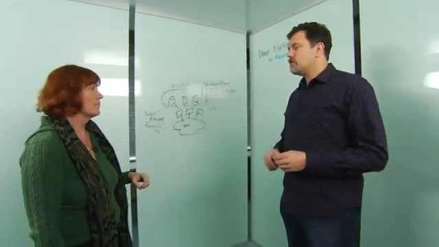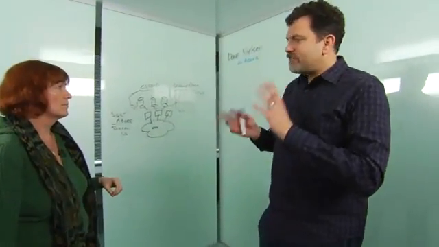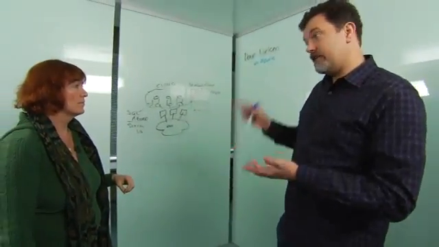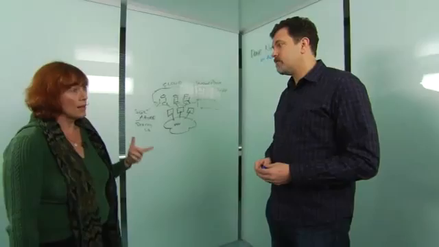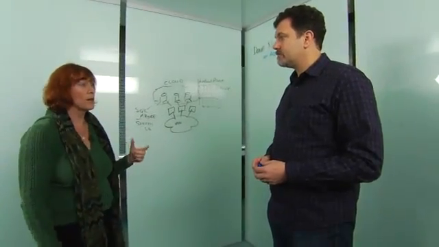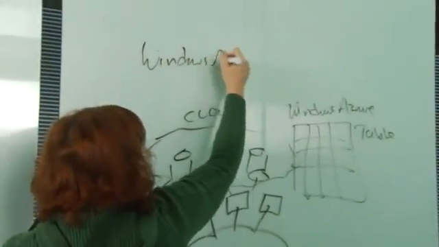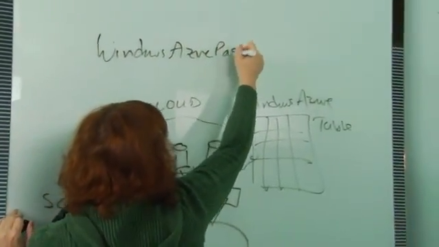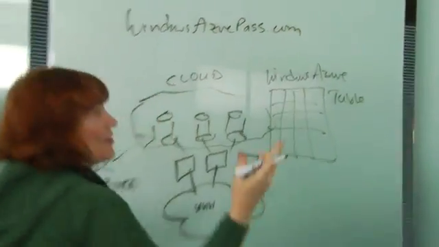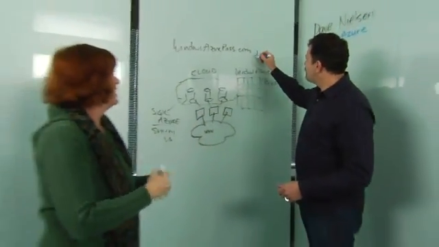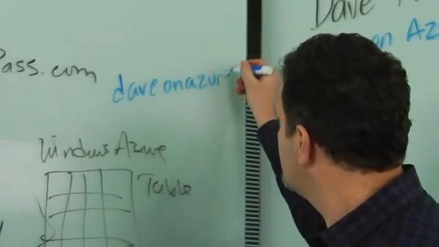Yeah. Great. So where does a developer or a data scientist go to get started with big data? To try out the cloud for free for 30 days, they want to go to WindowsAzurePass.com, and then they want to use... That's right. And then we've got a special code, Dave on Azure, for them to get going. To get started for 30 days for free.